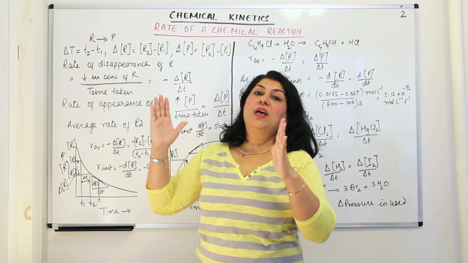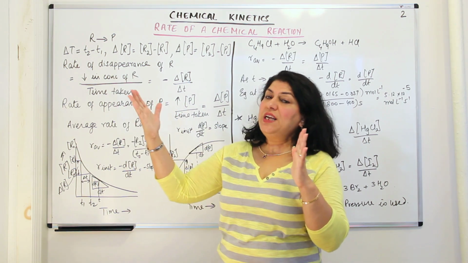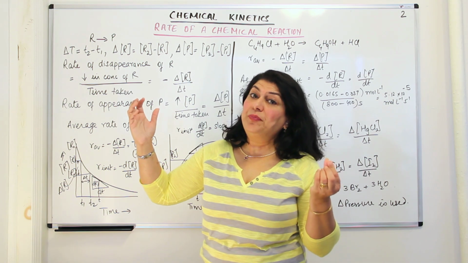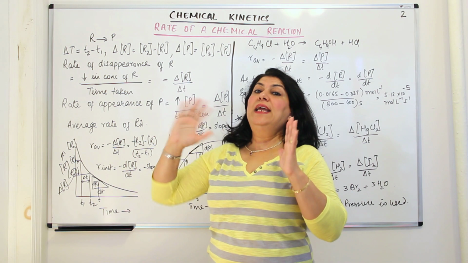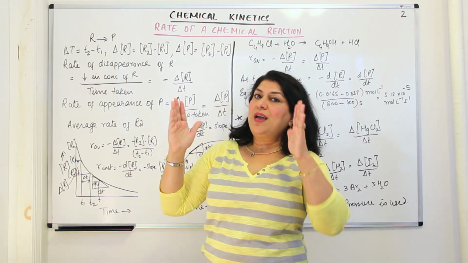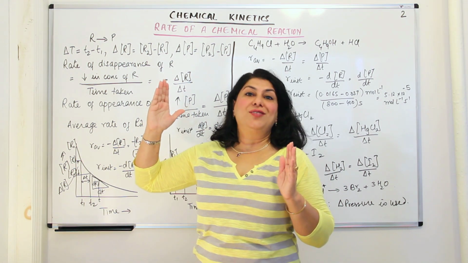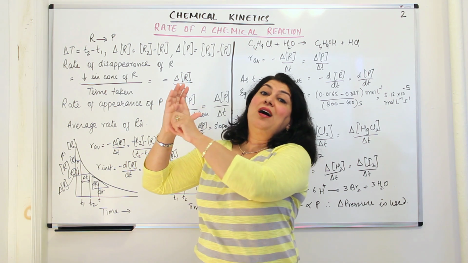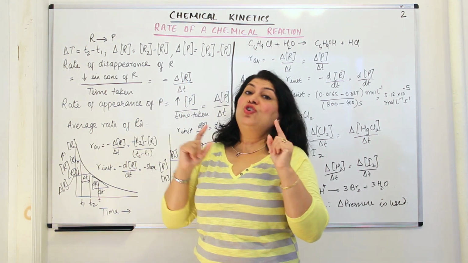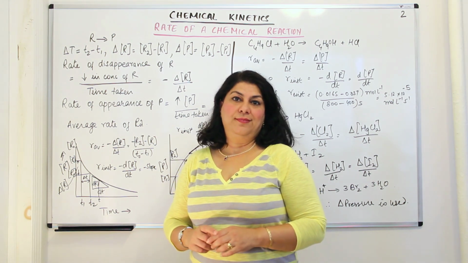The final concentration will always be less. Why? Because the reaction is proceeding and the reactant is being used up. So when you find out delta R, the change in the concentration of the reactant, we say R2, which is smaller, minus R1, which is a higher concentration. So you will take a smaller concentration and subtract a higher concentration from it. So numerically, you will get a value which is negative.